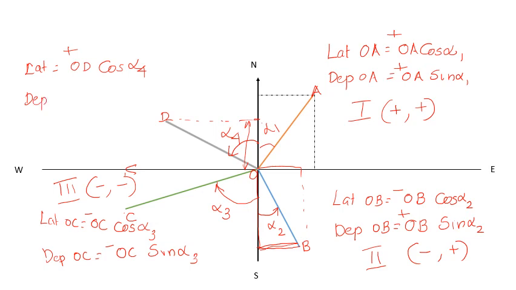Departure of OD is equal to OD sine alpha 4. So the departure will be towards west, so that will be negative. So in the case of the fourth quadrant, you have latitude positive, departure negative. This is the way we can calculate latitude and departure, both the magnitude and direction.